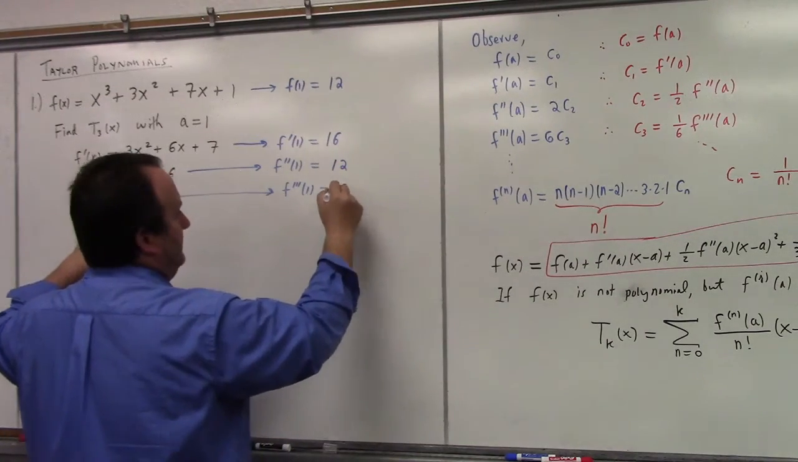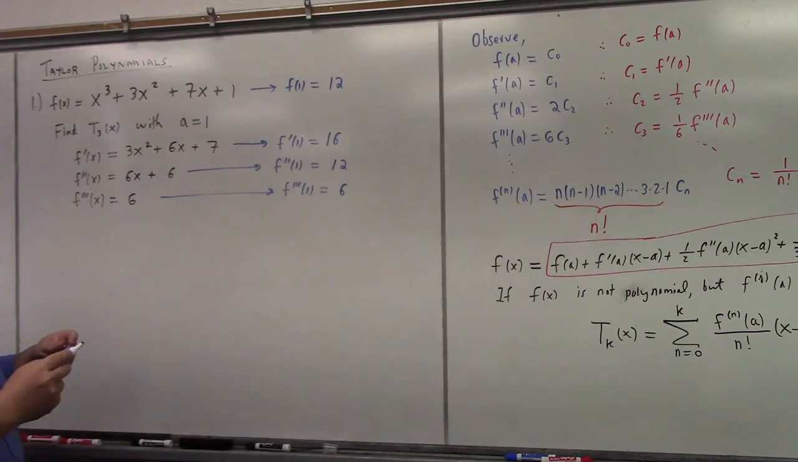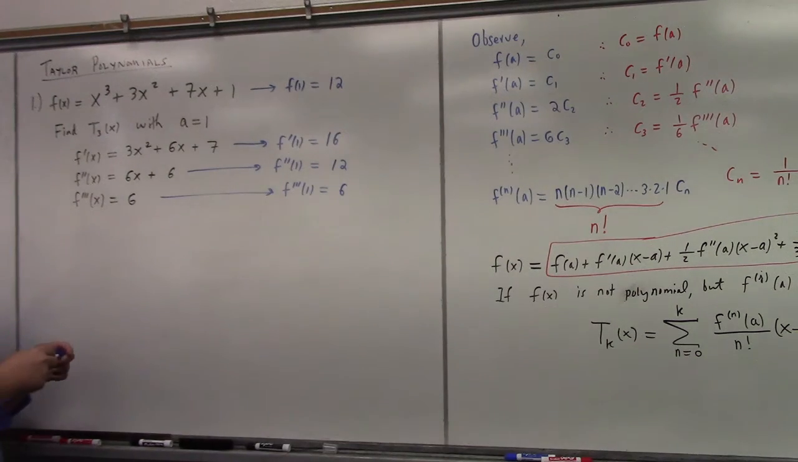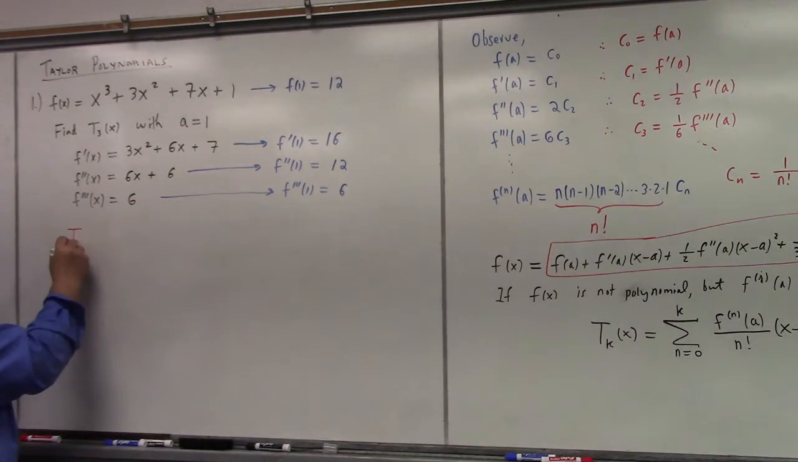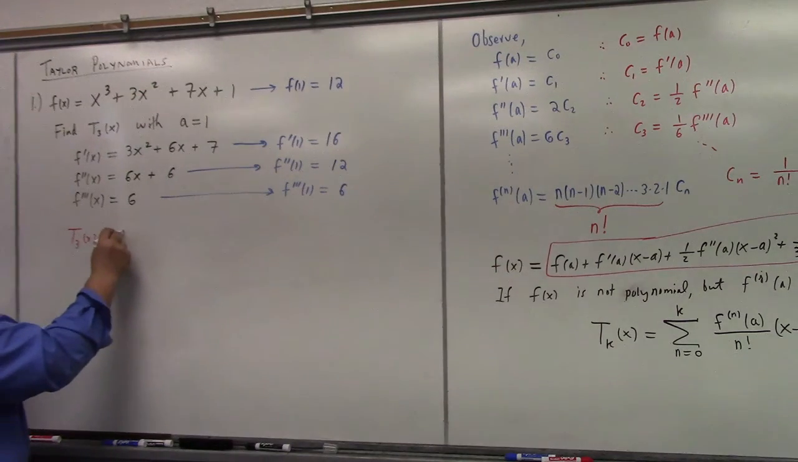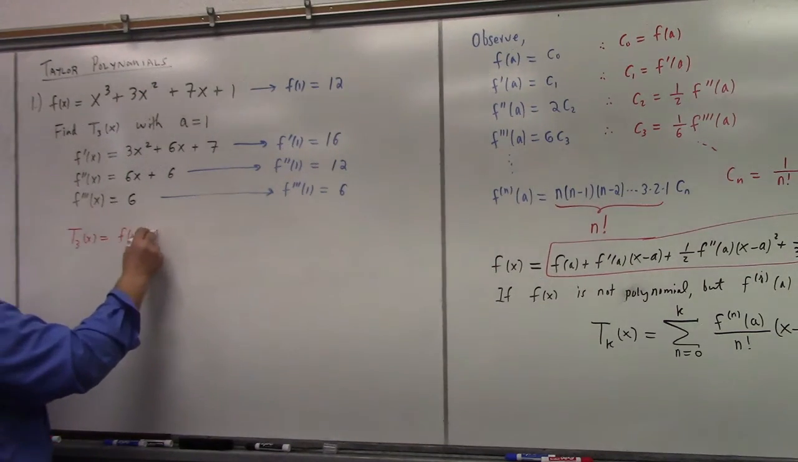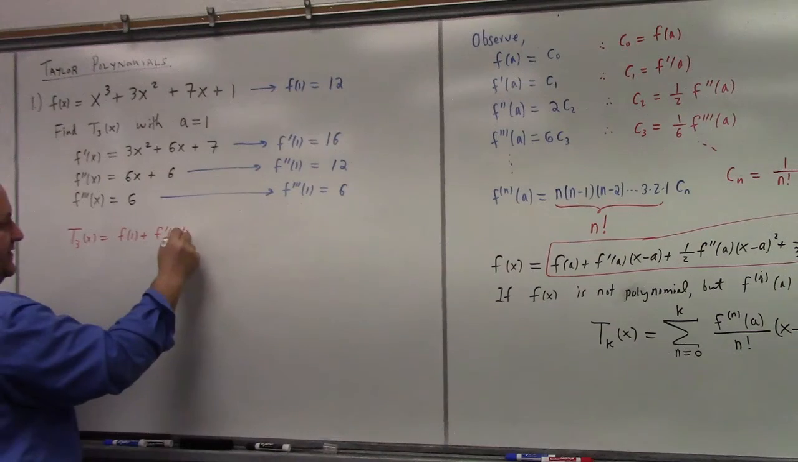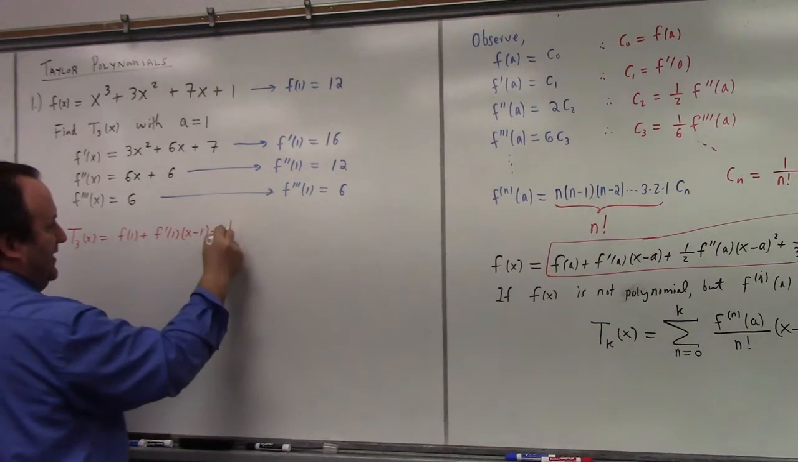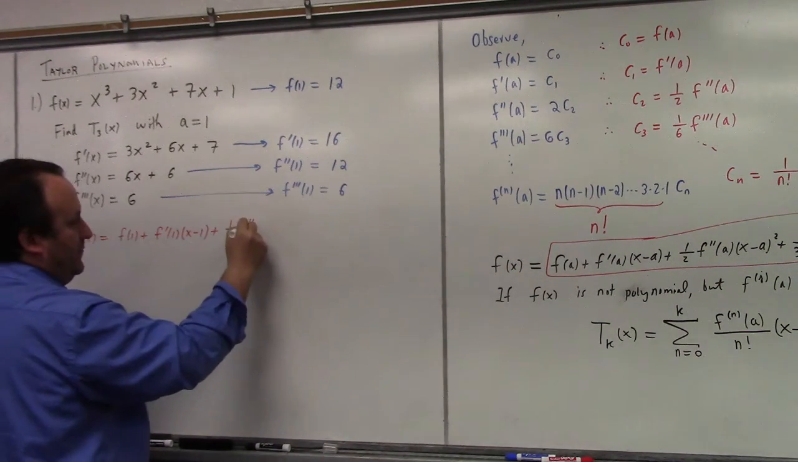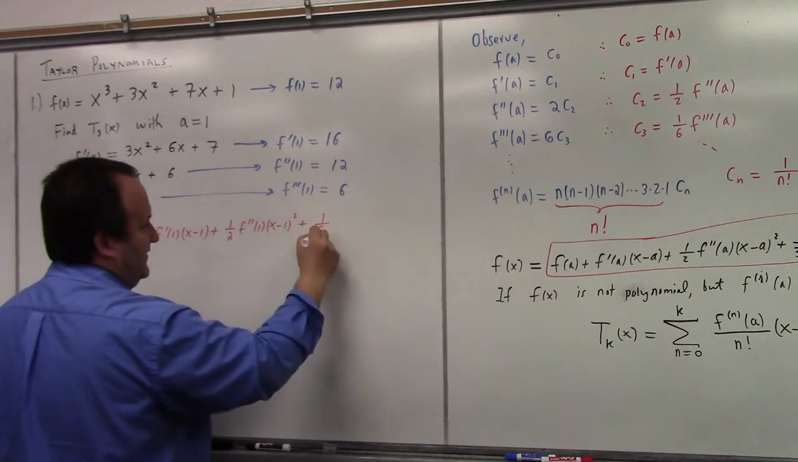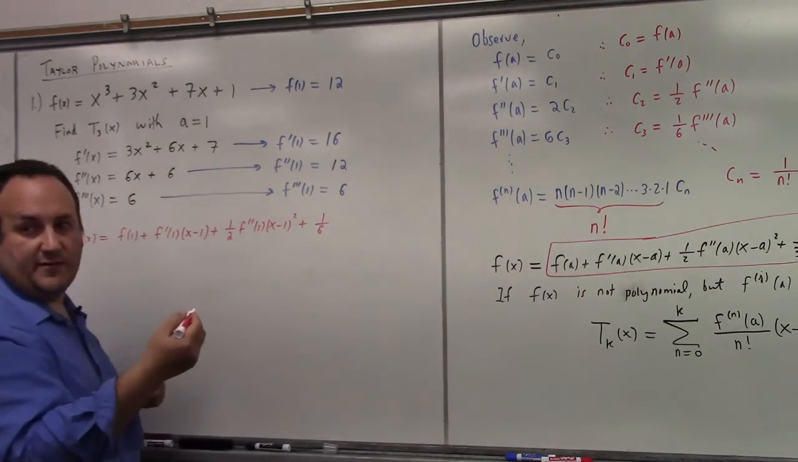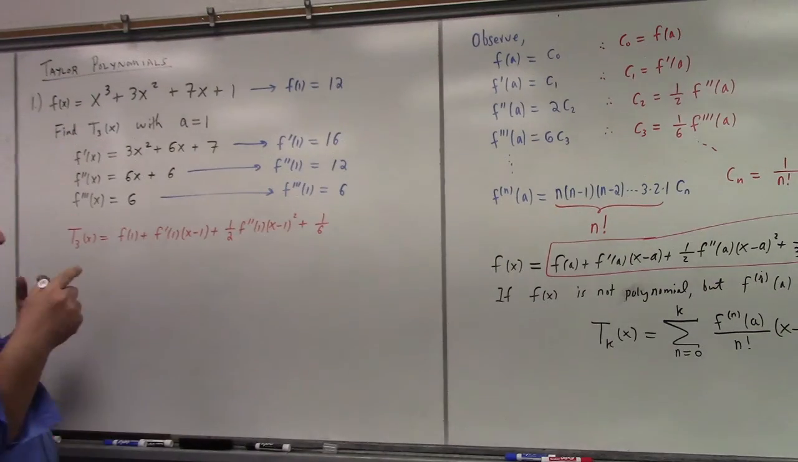We got 6, right? Now we can put together T3 of x, right? So T3 is f of 1 plus f prime of 1 times x minus 1, plus 1/2 f prime prime of 1 times x minus 1 squared, plus 1 over 6. That's 6, which is 3 factorial. By the way, I got distracted.